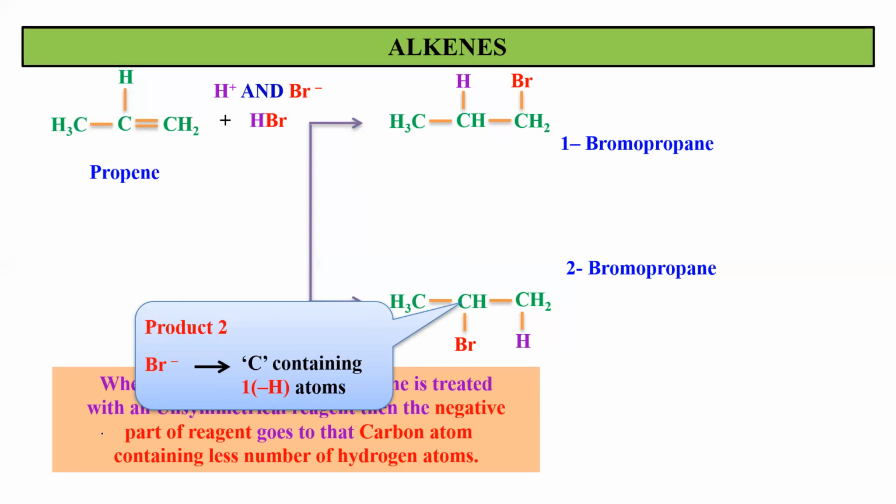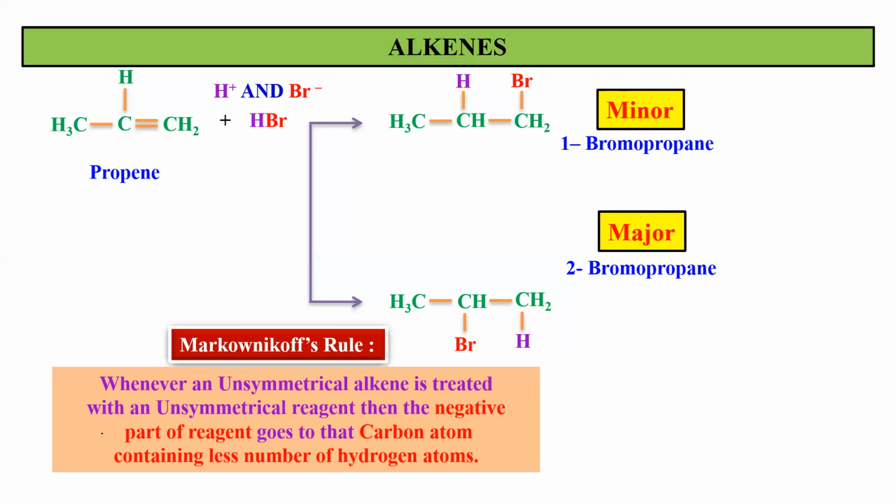So now tell me, which carbon was having the lesser number of hydrogen atoms? Obviously, the second carbon was having the lesser number of hydrogen atoms. And therefore, what you would say is that the first compound, 1-bromopropane, is a minor product, and 2-bromopropane is a major product. The negative part will go to that carbon atom which has the lesser number of hydrogens. This is a rule which is referred to as the Markovnikov rule.